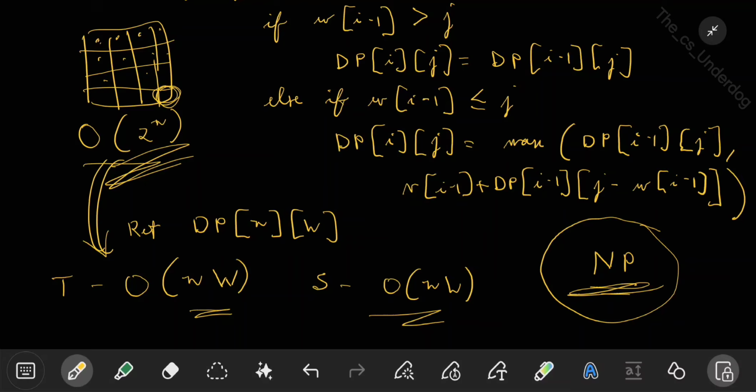So in the next lecture, we'll see exactly how each entry of the matrix is filled. We'll also see how the space complexity can be decreased. There is an option using which you can decrease the space complexity as well. So let us see those details in the next lecture.